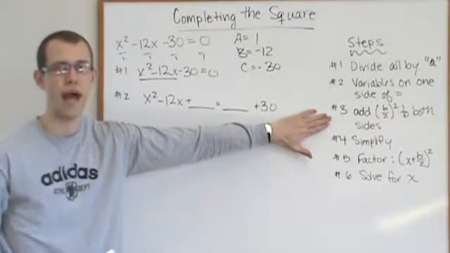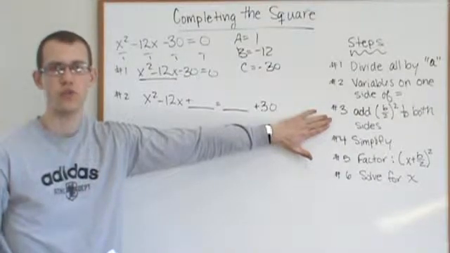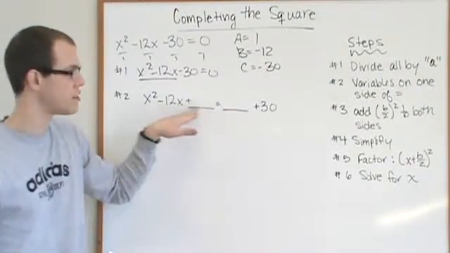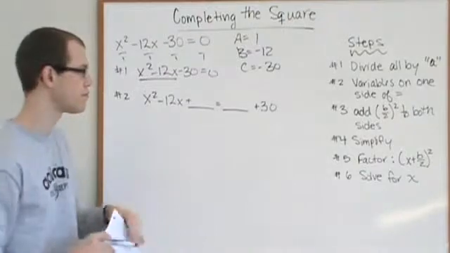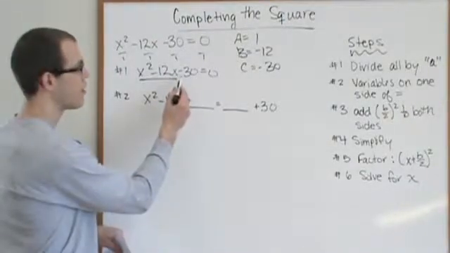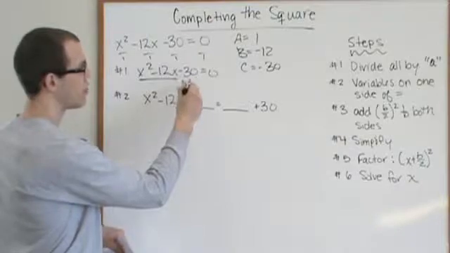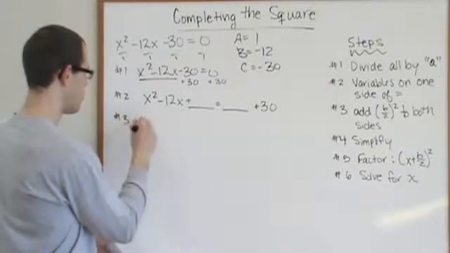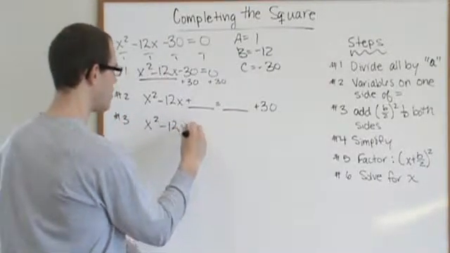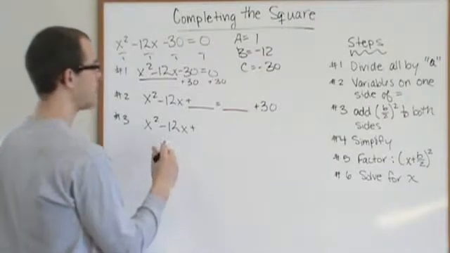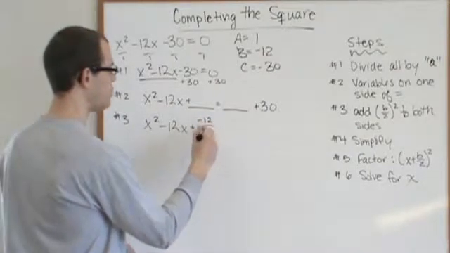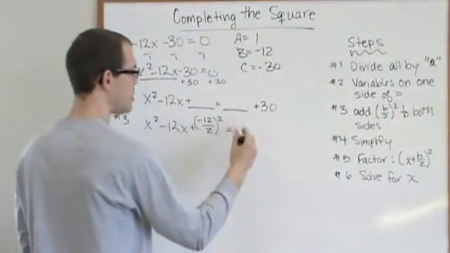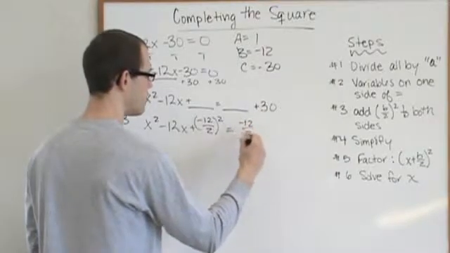And how we do that is right here. Step number 3, we want to add the quantity b divided by 2 squared to both sides. Those are going to go in these spots right here. Oh, and briefly, how did I get the 30 on this side? I added 30 right here. Added it to both sides to bring it over there. So step number 3, write everything the same. This blank spot, I'm going to take b, which is negative 12, divided by 2, and square it. All right, right here. And I'm going to do that in both of these spots that I set aside.